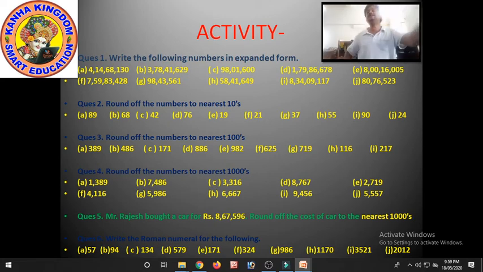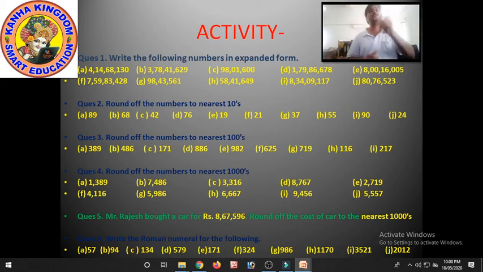982. So the tens digit is good. The tens digit is 8, which means 8 is greater than 5. So what do you have to do? We just add one to the number in the hundreds place. What is the number in the hundreds place? 9. So 9 plus 1 is 10, and the rest, the tens and ones digits, are converted into 0. Very good. So this is 1000 equals 1000. Like this you solve all the questions of all the parts of these questions.